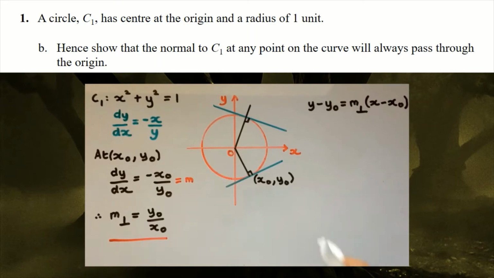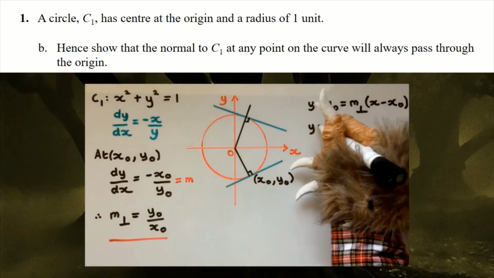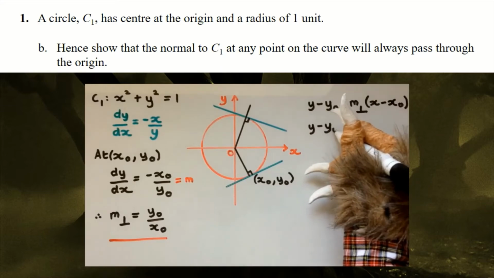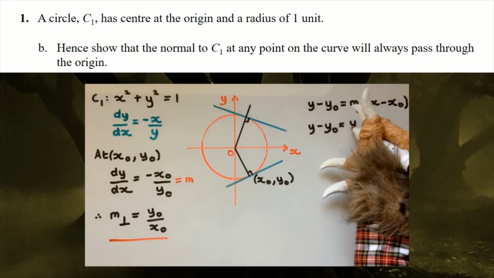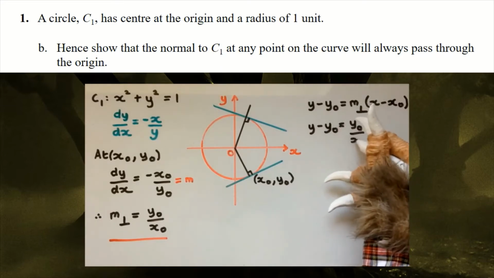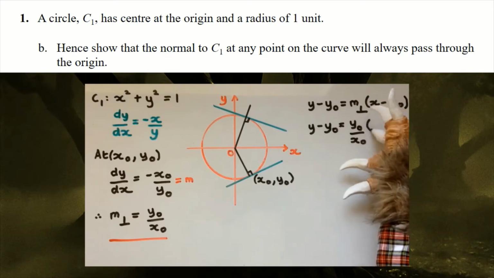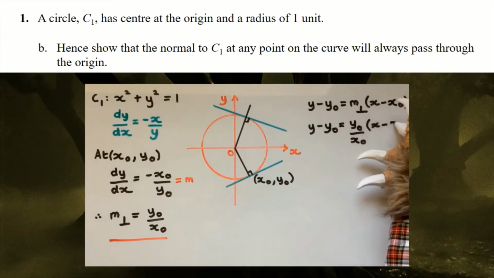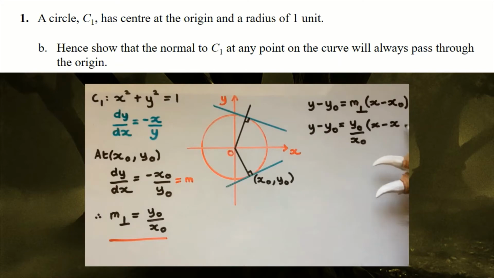Right, okay. Remember, the perpendicular gradient is y naught over x naught, so we'll put that in. This is as general as you can make it, really. X subtract x naught there, like that. Now then, let's multiply this out.